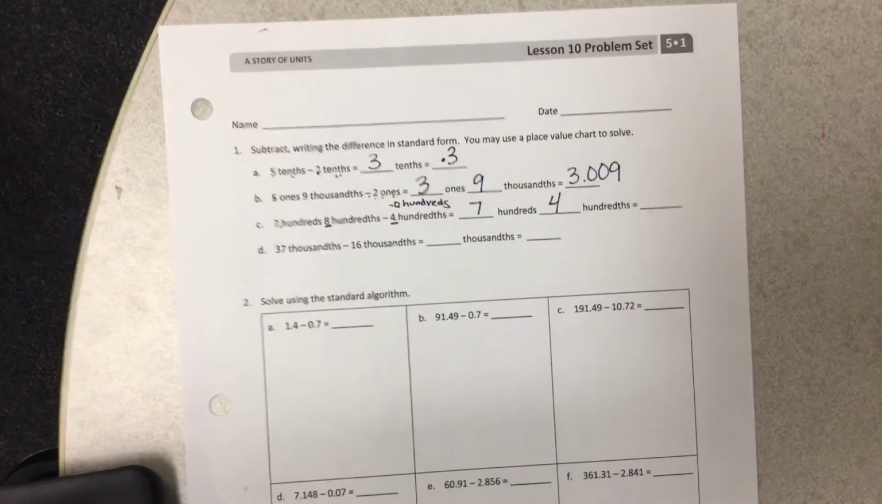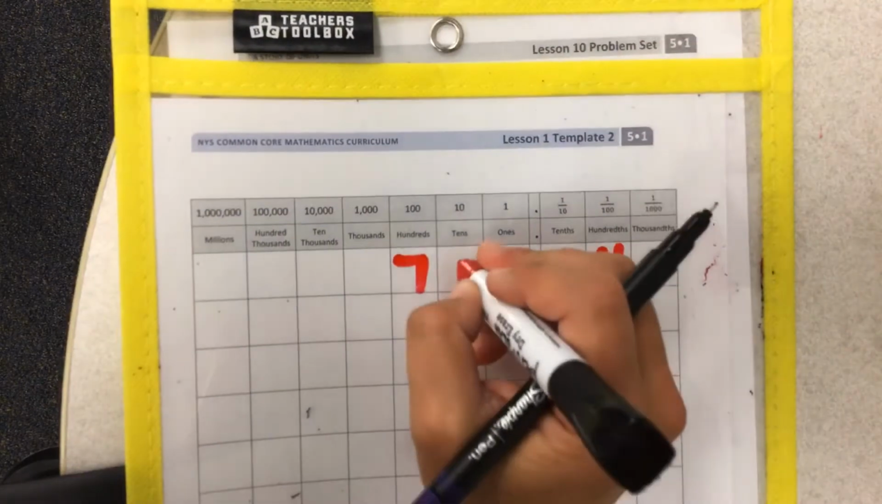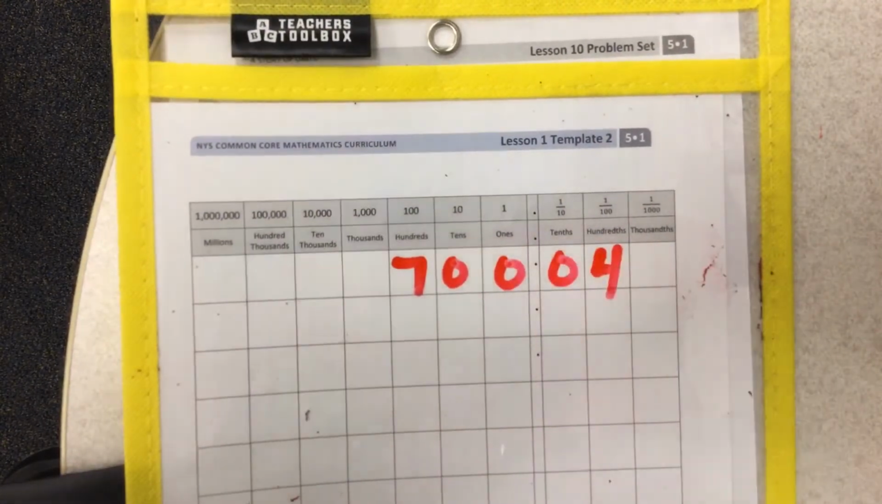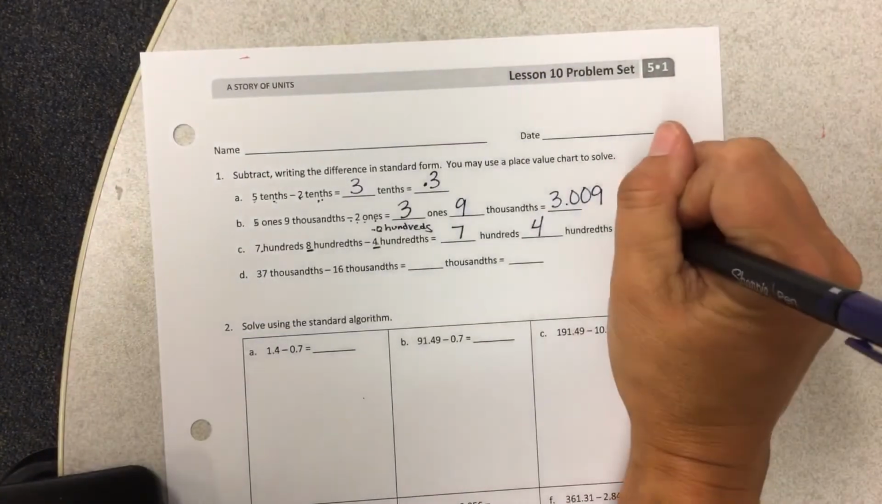So if I come on my place value chart, I have 7 hundredths and I've got 4 hundredths. So this is what I have. I need to fill in all those zeros. So it's 700.04, and this is how you will write it on your paper.